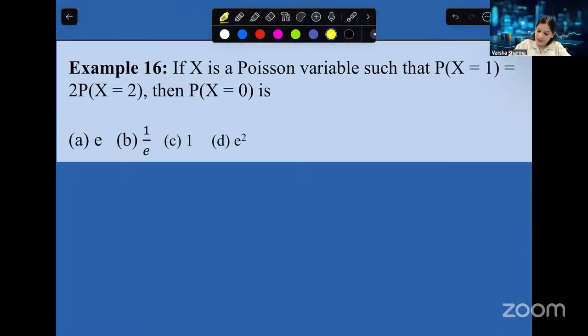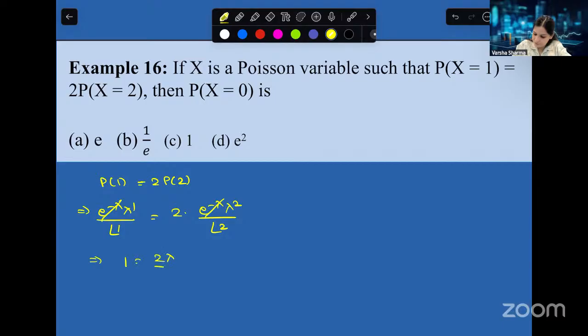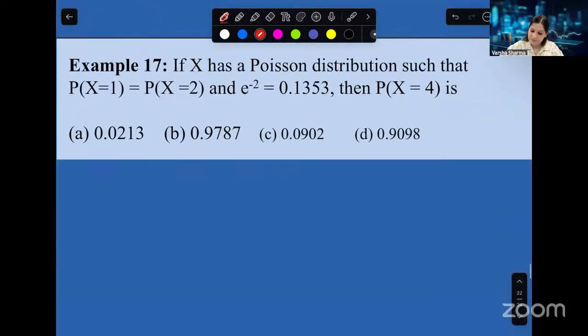If X is a Poisson variate such that P of 1 equals twice P of 2, e power minus lambda lambda power 1 factorial 1 equals twice e power minus lambda lambda power 2 factorial 2. One lambda will also cancel. Lambda equals 1. Option C. Next, question 17.